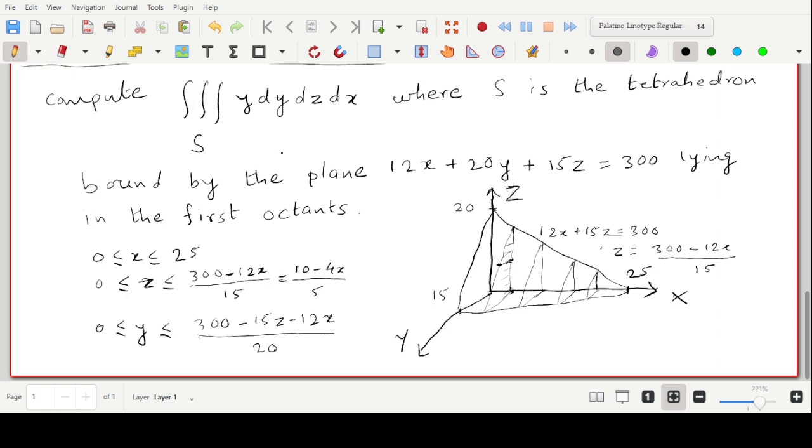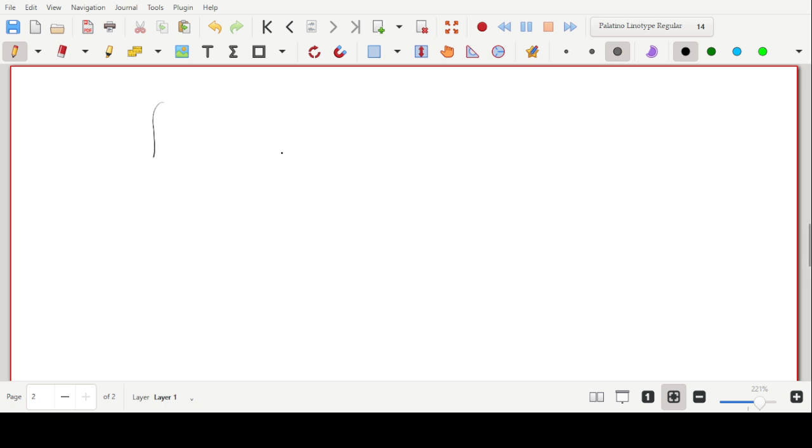So now we have set the limits for each of these variables. What remains is to actually compute this integral. Let us try to do that. So we shall use the iterated integral y dy dz dx.